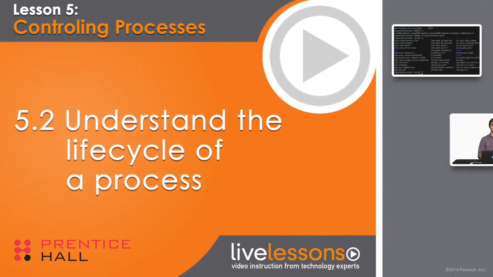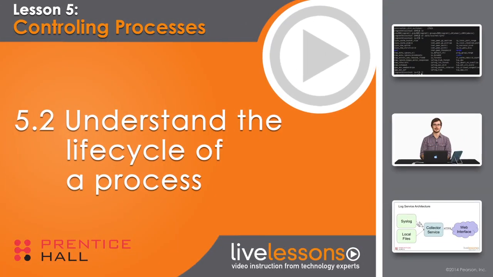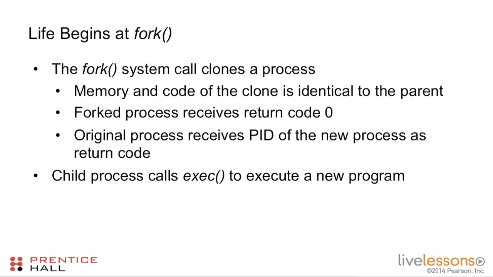In Lesson 5.2, we'll understand the life cycle of a process. So we talked about fork just a minute ago and how it's a system call that clones a process. The moment that the process is cloned, the memory and the code of the clone is identical to that of its parent. The new process, the forked process, receives a return code of 0.